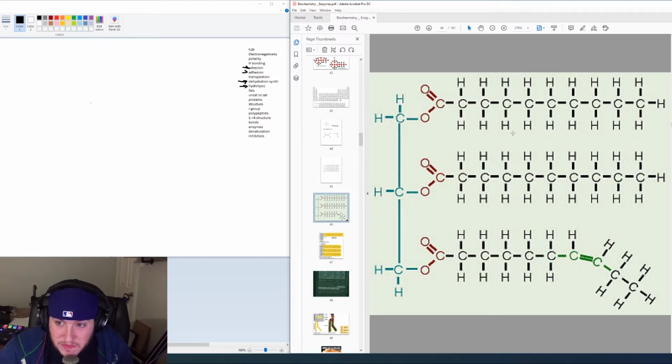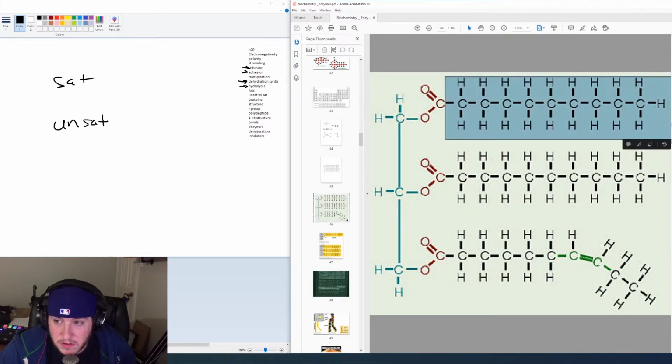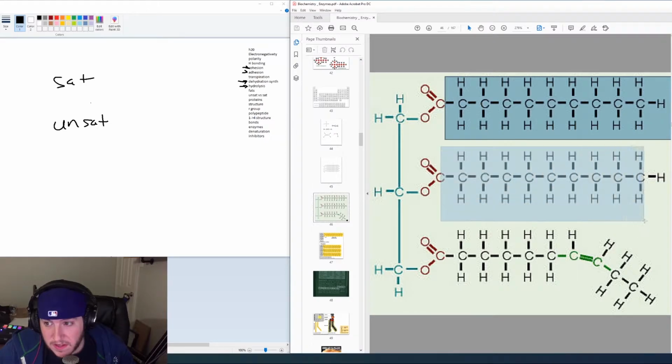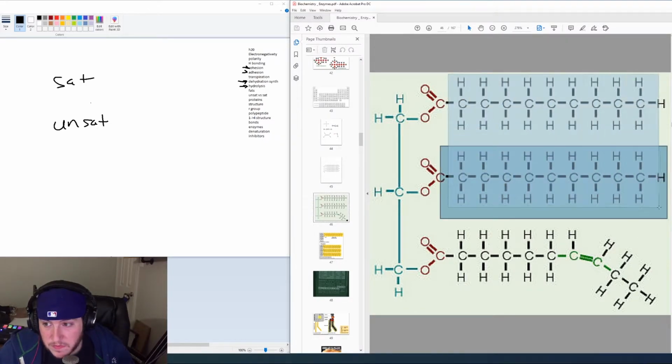Now, here on your screen, we've got a fat. Okay, now remember, we have two kinds of fats. We have the saturated fat, and we have an unsaturated fat. Now here we have three fatty acid chains. These top two, this one and this one, are saturated fats. Let's just highlight both of them.